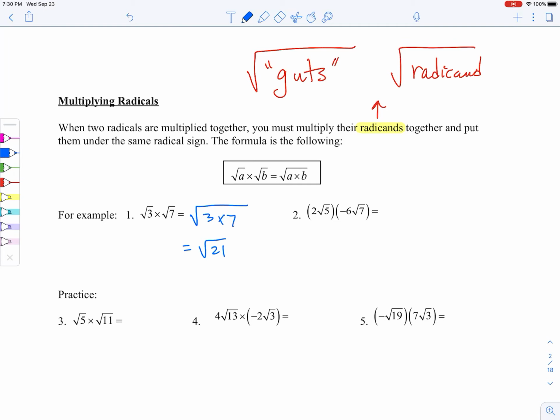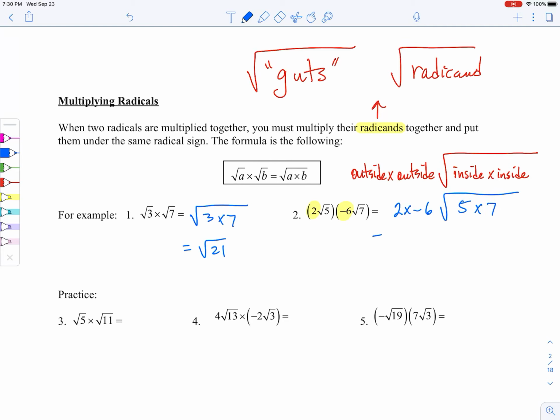Question 2, we've got some multiplying going on, some stuff inside the square root and outside the square root sign. So we're going to do outside times outside, and I'll write that down. Outside times outside, and it stays outside. And then underneath the square root sign would be your inside times your inside. So outside times outside is going to give me 2 times minus 6, and then inside is going to be 5 times 7. So the answer would be minus 12 root 35.